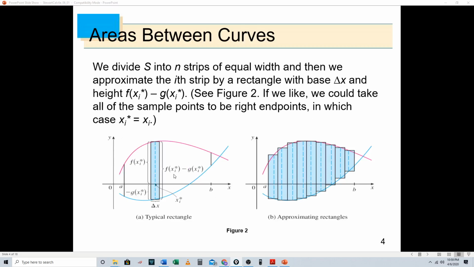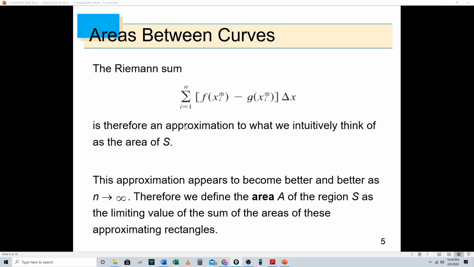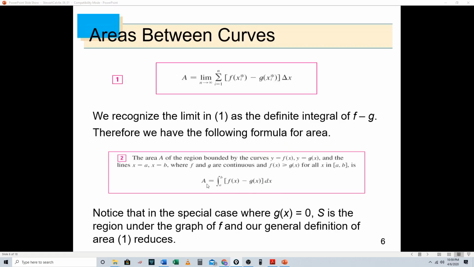And again, I'm not going to go through the Riemann sums of this. I'm just going to go straight to the setup right here. And here's basically the theorem you need. As long as f of x is greater than g of x, then the area is equal to the integral, whatever interval we were looking at, of f of x minus g of x.